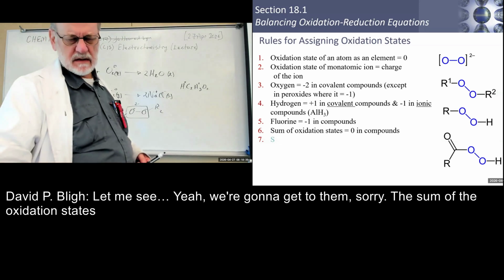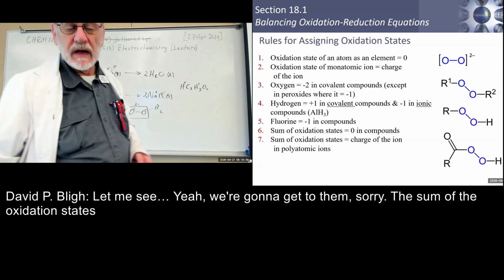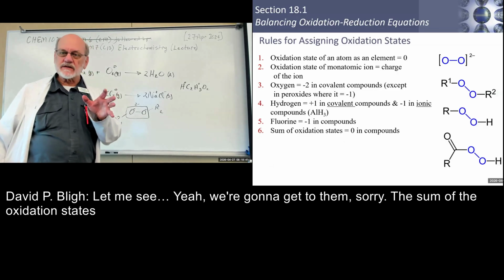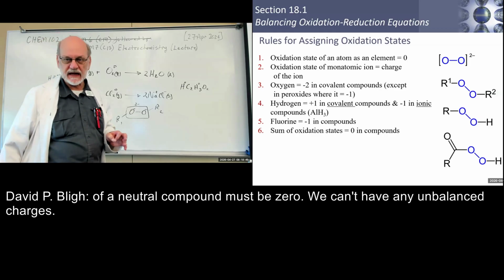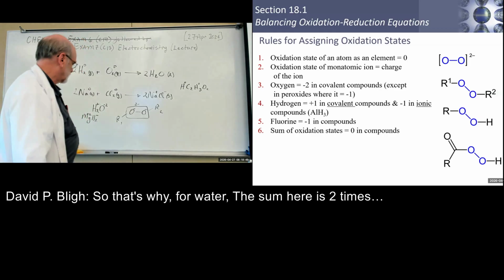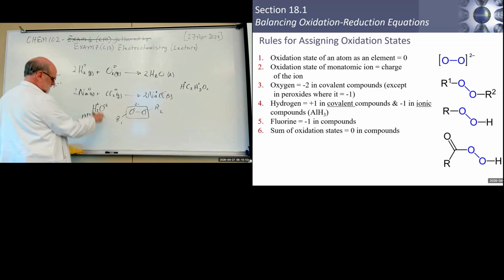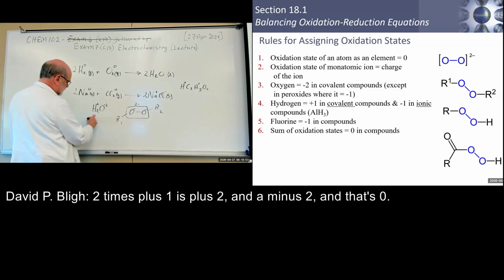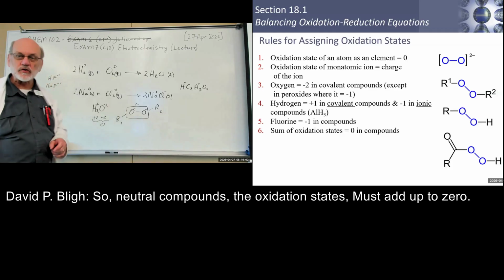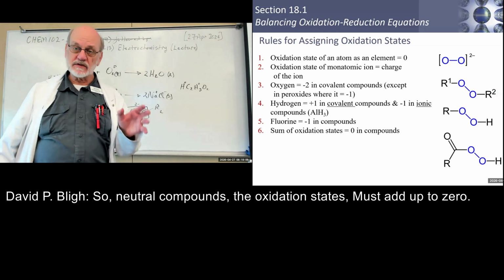Yeah, we're going to get to them. Sorry. The sum of the oxidation states of a neutral compound must be 0. We can't have any unbalanced charges. So that's why for water, the sum here is 2 times +1 is +2, and a -2, and that's 0. So neutral compounds, the oxidation states must add up to 0.